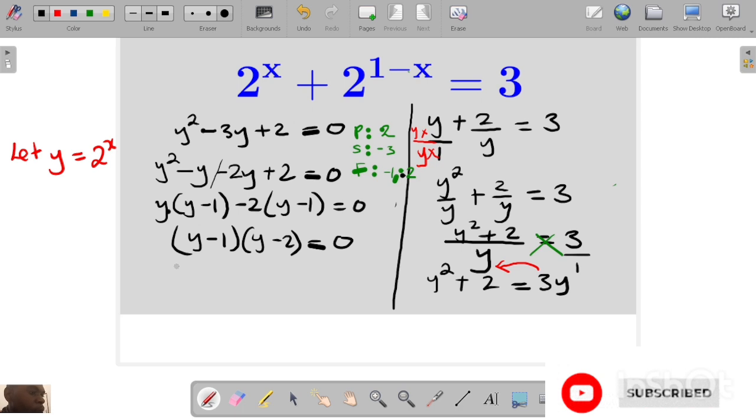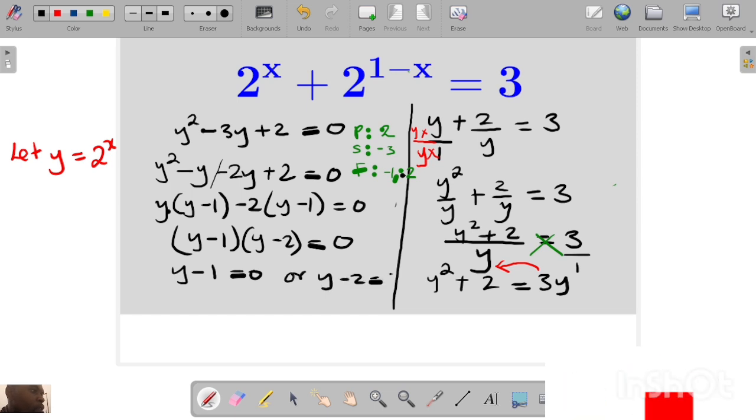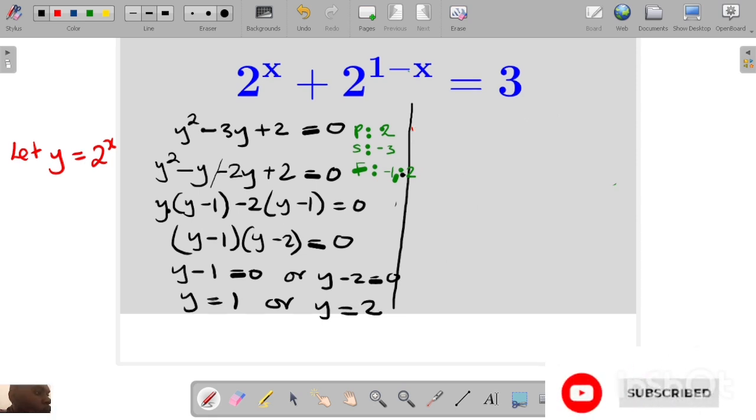Okay, so you have y minus 1 is equal to 0, or y minus 2 is equal to 0, and this implies that y is equal to 1, or y is equal to 2. Now, these are not the answers. Okay, these are not the answers to this exponential equation.